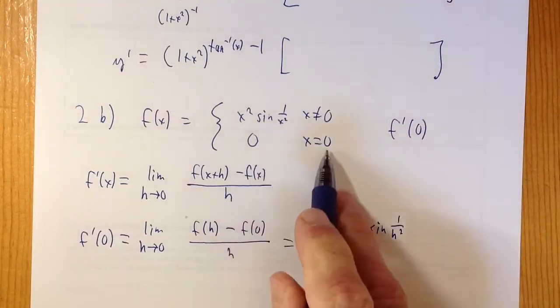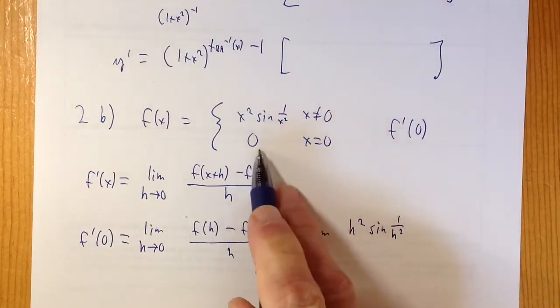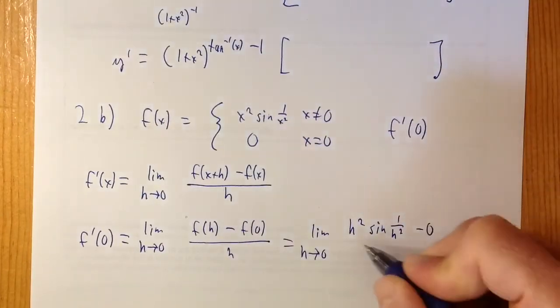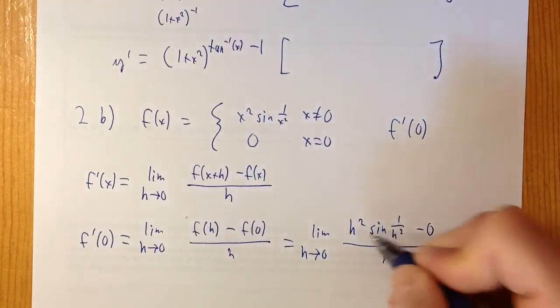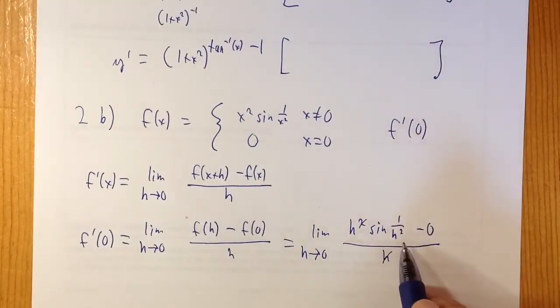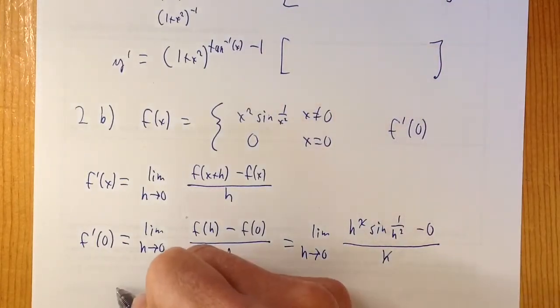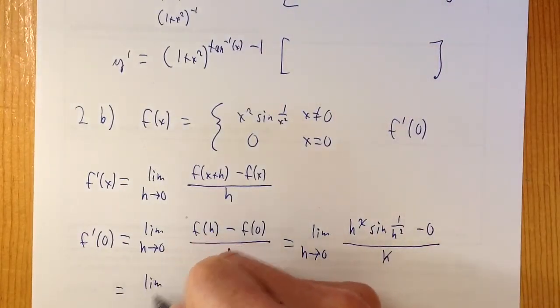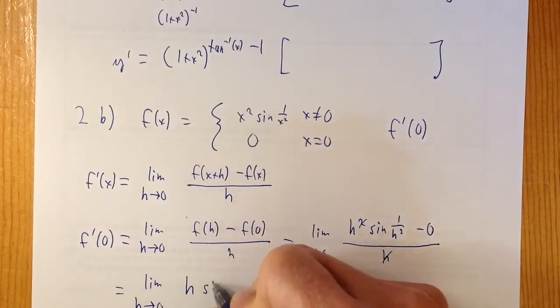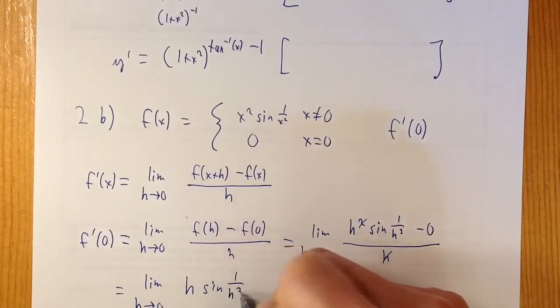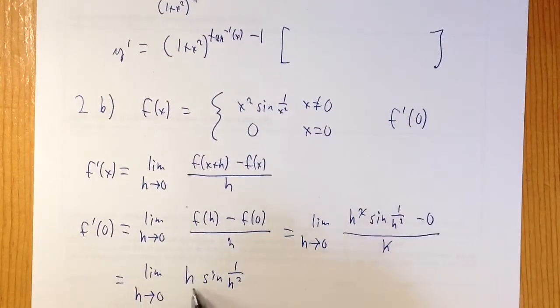f of 0 is 0. We just said when x equals 0, the function is 0. So that's minus 0 divided by h. Okay, the h's cancel. We can plug in h equals 0 now, except we have this thing here in the bottom, but we can figure that out. So this is the same thing as the limit as h goes to 0 of h sine 1 over h squared, because the squared cancels out this h there.